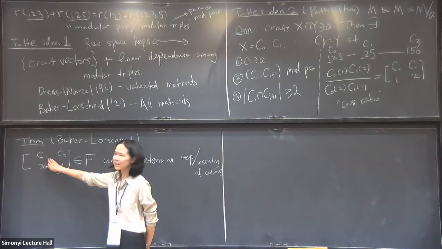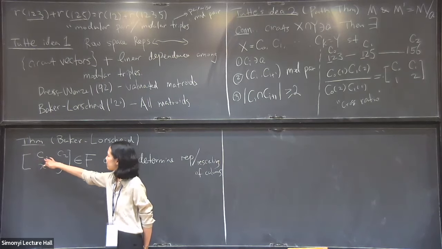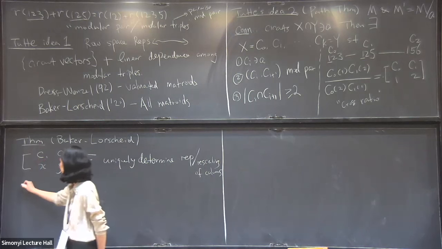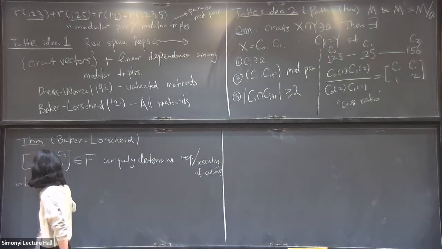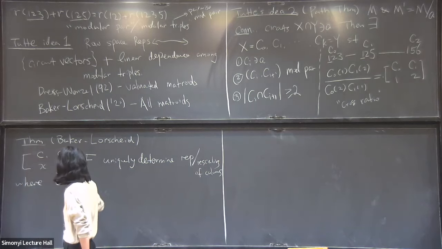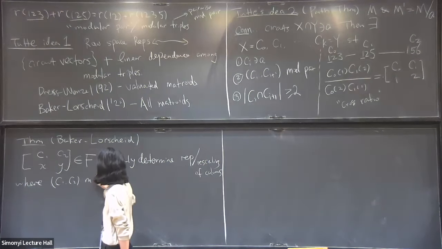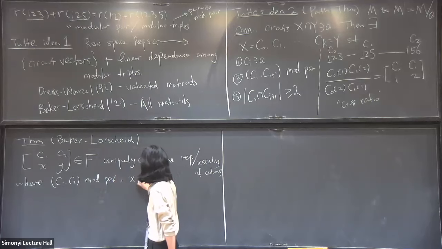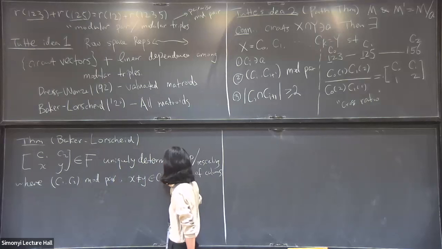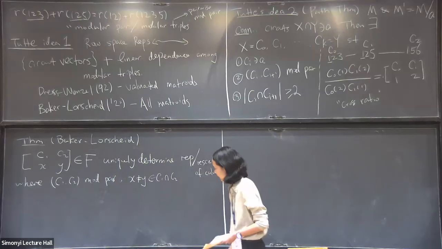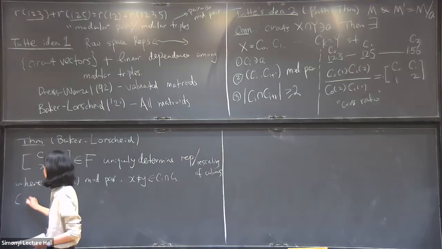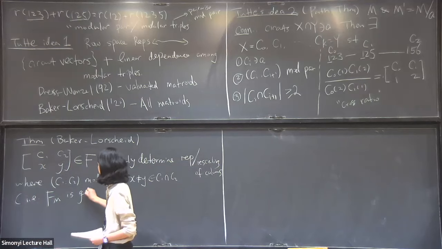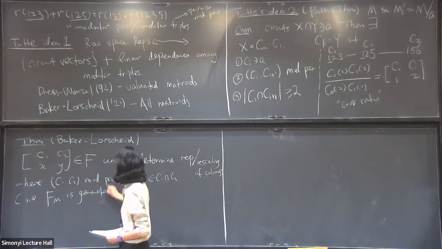To be precise, you have to put conditions on C1, C2. That is, C1, C2 is a modular pair, and X and Y are distinct elements in their intersection. And in other words, that actually means that the foundation of the matroid is generated by those cross ratios.